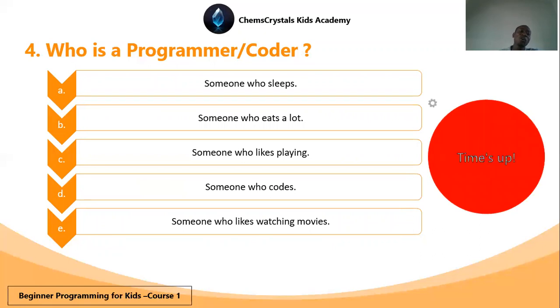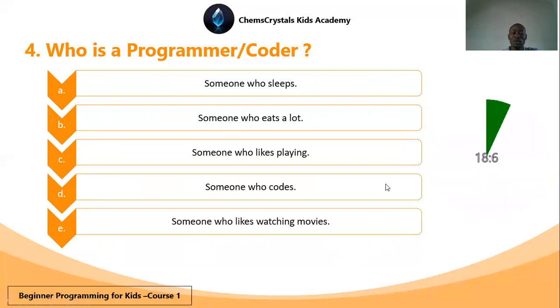Good, time up. Who is a programmer? A says someone who sleeps. B, someone who eats a lot. Wow. C, someone who likes playing. D, someone who codes. E, someone who likes watching movies. So what answer is correct? Are you ready to see that? Let's unveil it. Yes, the correct answer is someone who codes. Is that okay? Someone who codes is the correct answer for who is a programmer. Okay, let's move on to the next question.